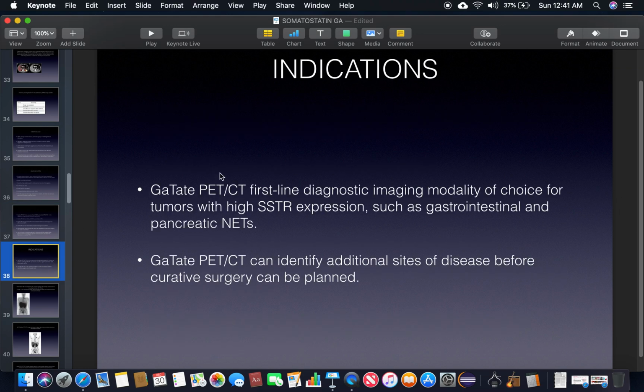So it is the first line diagnostic imaging modality for patients with tumors which have high somatostatin expression, like gastrointestinal and pancreatic neuroendocrine tumors. And this PET CT scan can identify additional sites of disease before curative surgery can be planned.